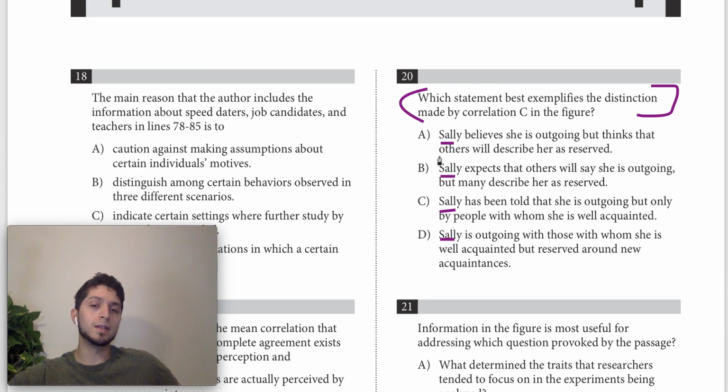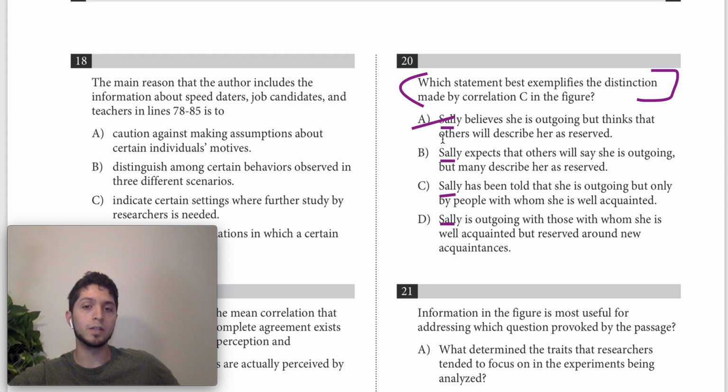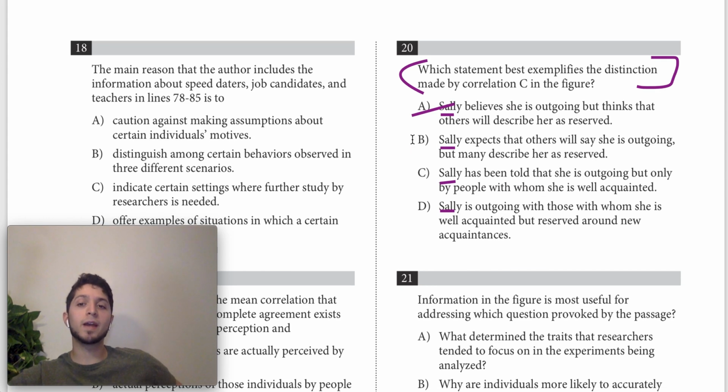So this is not the right distinction, because this is more of a distinction between her understanding of herself and her prediction of how others will view her. I think correlation A will match that one. You can check that out. B says Sally expects that others will say she is outgoing, but many describe her as reserved. This is her saying, I think that people will see me as outgoing, but people actually think that she's reserved. So this does match the correlation for C that we found, a distinction between an individual's predictions of how others will see them versus the actual way that those people understand them.